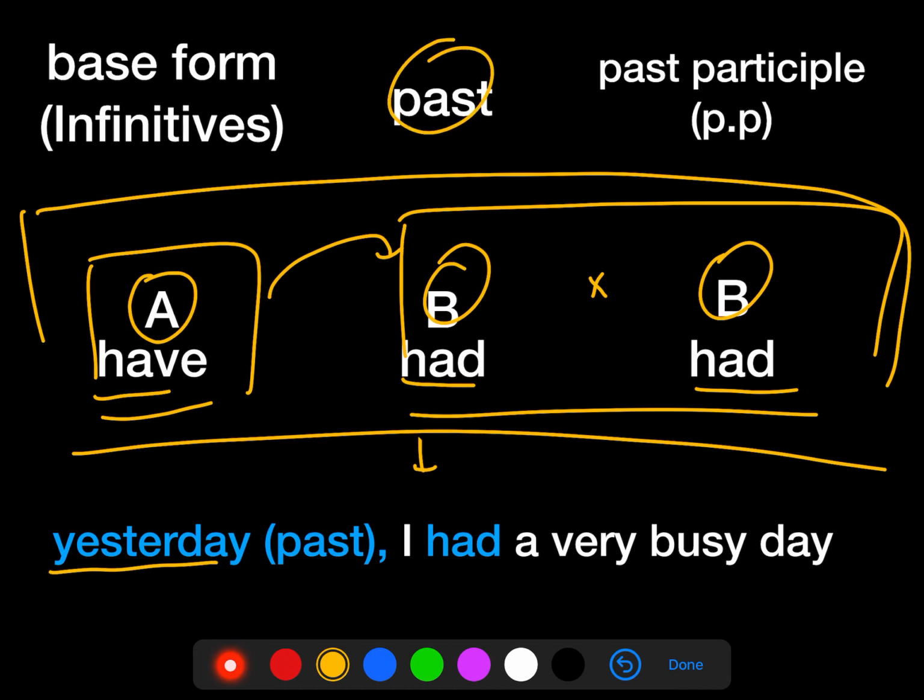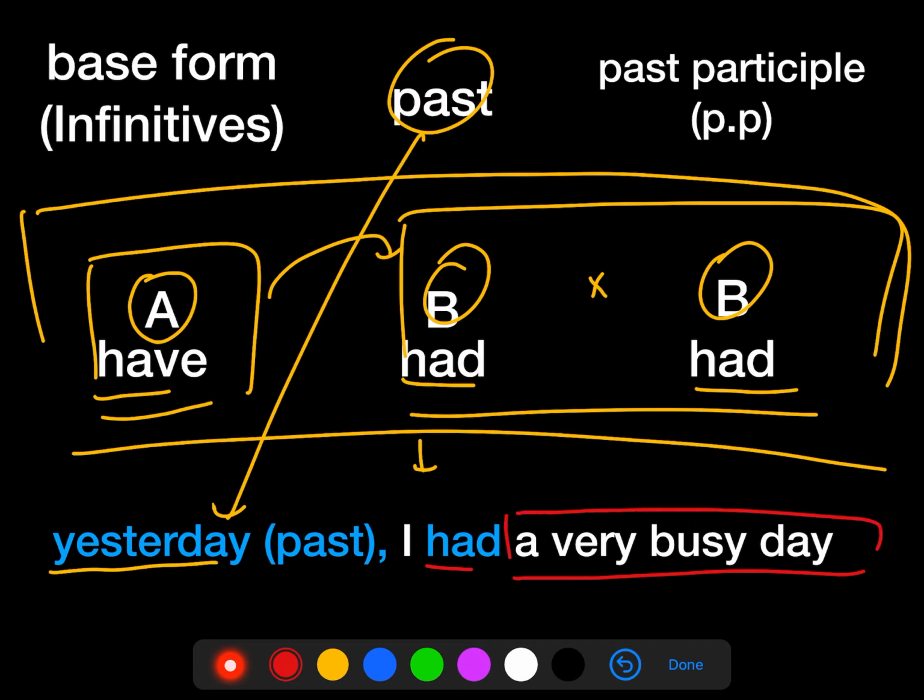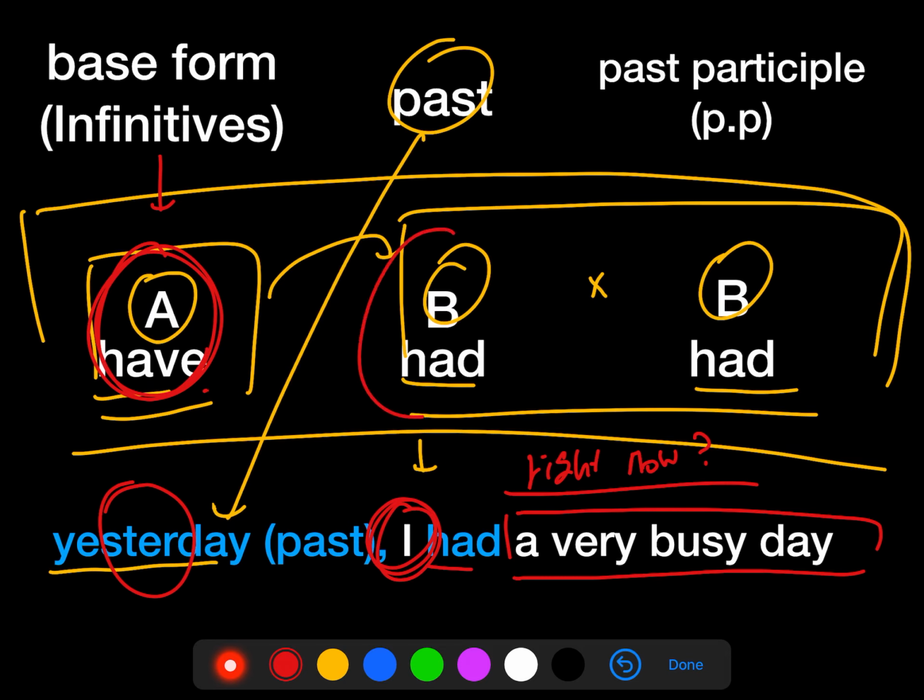For example, yesterday is a past. I had a very busy day. So is this person having a very busy day right now? No. So before present, it's the past, yesterday, that's why. So should we use this one? No, we need to use this one as a past. So yesterday I had a very busy day.